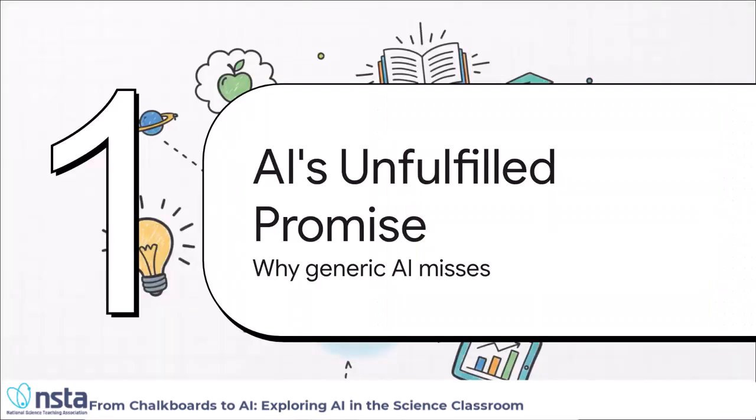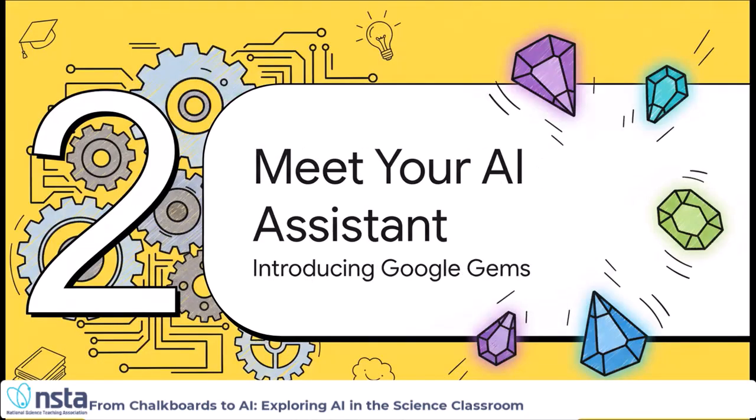Let's be real. While AI has this enormous promise, it doesn't always deliver for teachers. Sometimes the language is just off, or it completely misunderstands the educational context, or there's just a mismatch between what you're asking for and what the AI was trained on. It just misses the mark. But what if you had an AI assistant that was already trained on your specific needs? Well, that is the exact problem that Google Gems were built to solve.